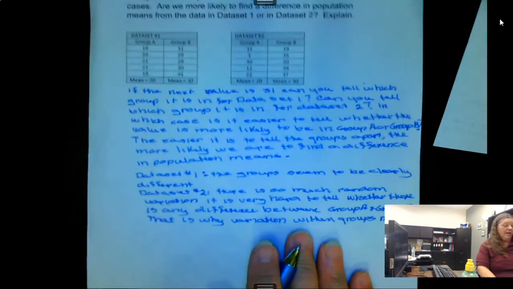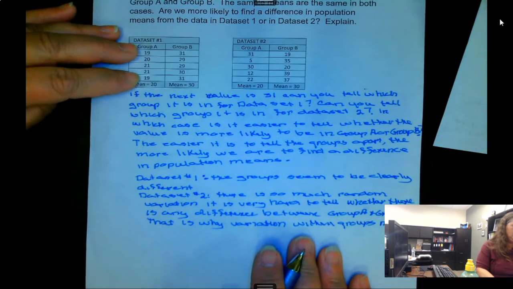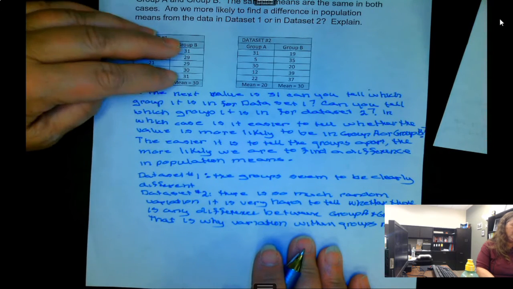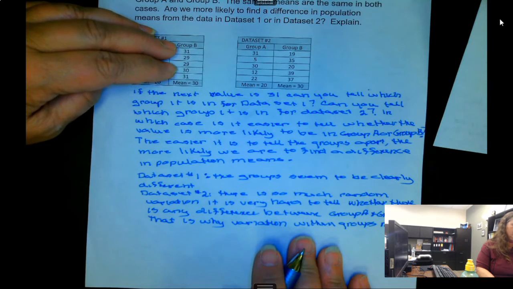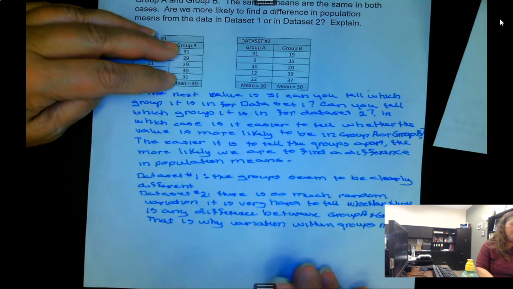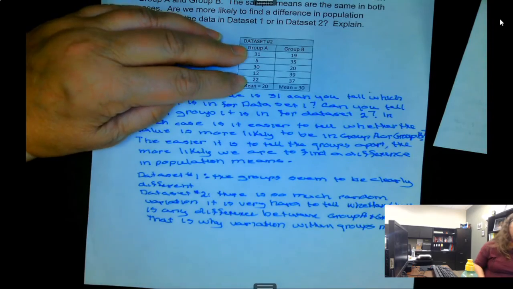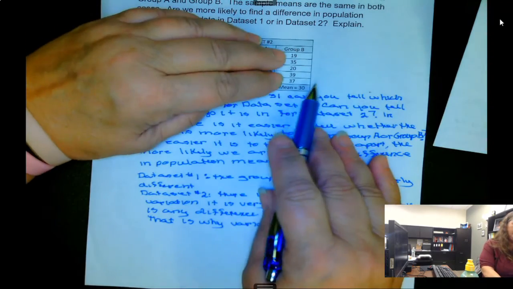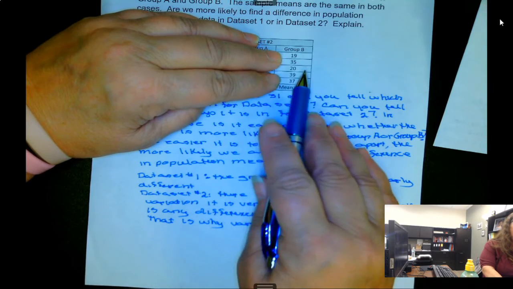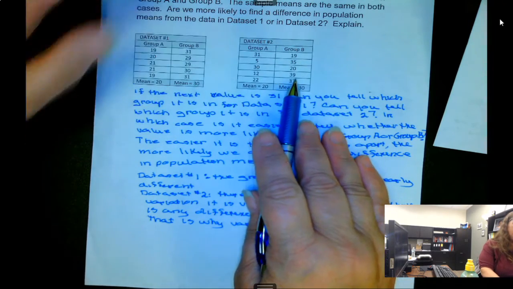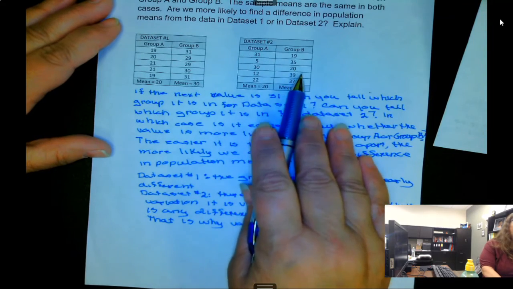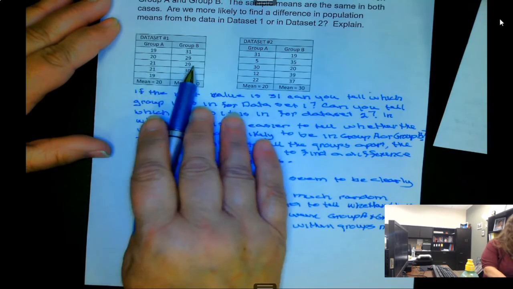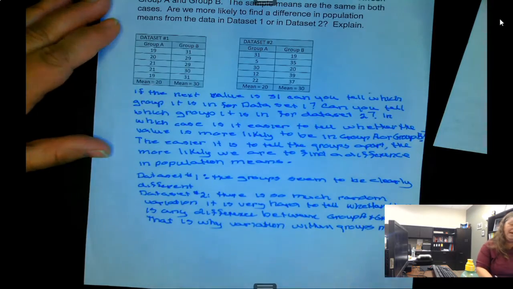And if we look at that, we see with group A in data set 1, they're all kind of grouped between 19 and 21. Group B, they're all grouped between 29 and 31. Yet in group A of data set 2, we have a low of 5 and a high of 31. In group B, we have a low of 19 and a high of 39. So there's much more variation in group A and group B in data set 2 than in group A and group B in data set 1.